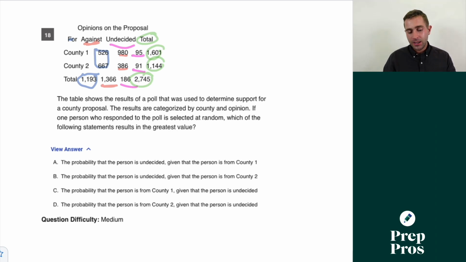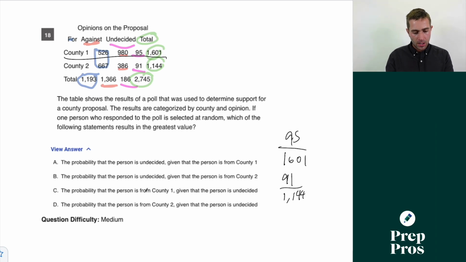So the probability that the person is undecided given that the person is from County 1. Well, given that the person is from County 1 means we'd only be able to use the County 1 group. And so that would be 95 over 1,601. The probability that a person is undecided given that the person is from County 2. Well, exact same thing here, but now we're just going to use the County 2 numbers. So this is going to be 91 over 1,144.